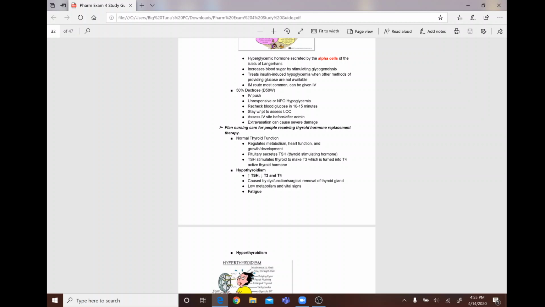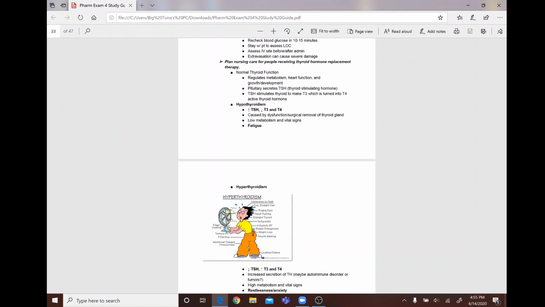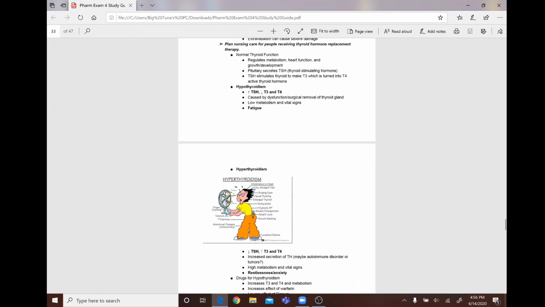So what happens to TSH, T3, and T4 with hypothyroidism? Increases TSH but decreases T3 and T4. What causes hypothyroidism? Dysfunction or surgical removal of the thyroid gland. What are the major complaints when patients come in with hypothyroidism? Low metabolism, low vital signs, and fatigue.